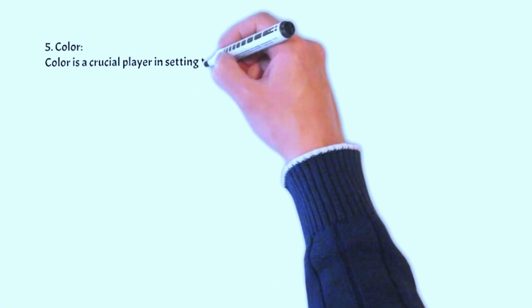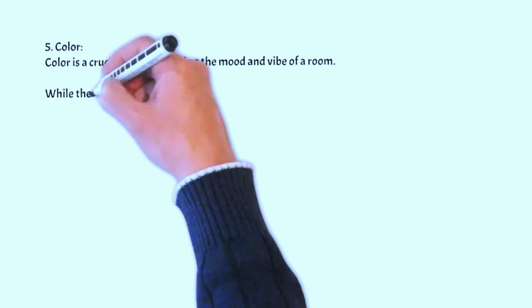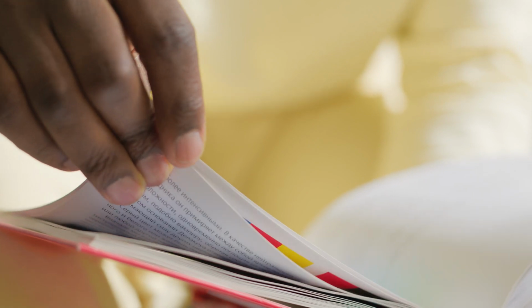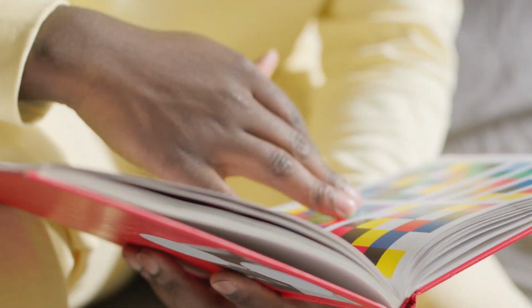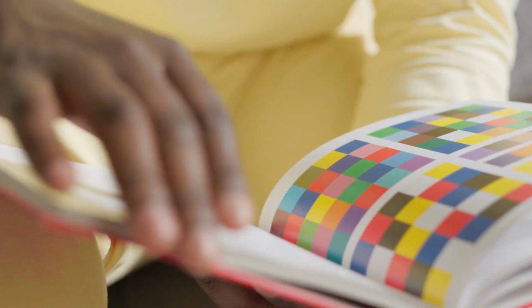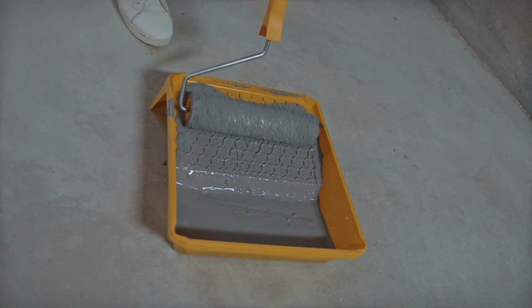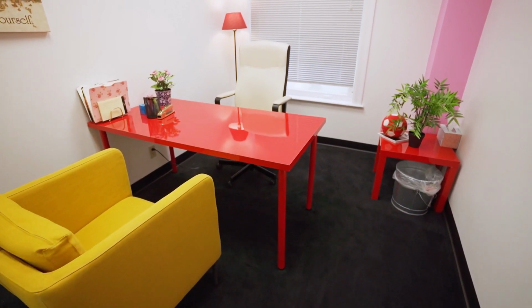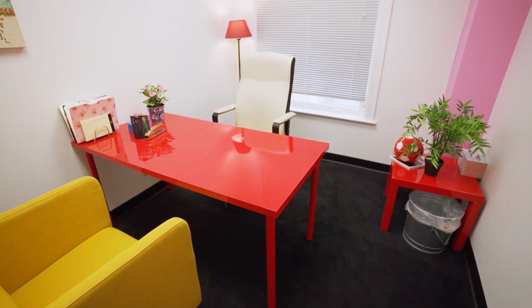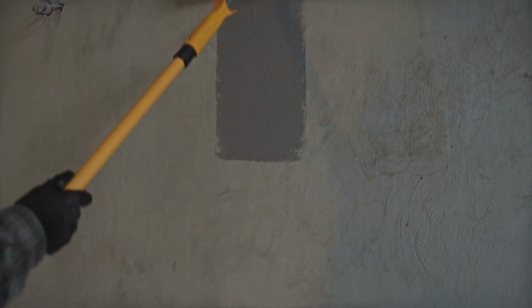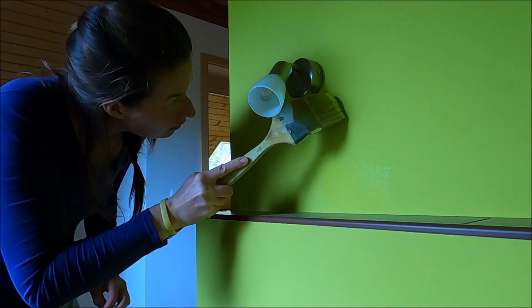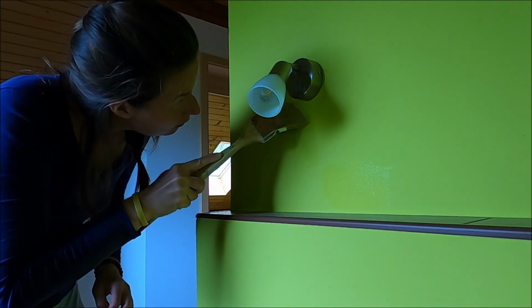Color is a crucial player in setting the mood and vibe of a room. While classic color schemes often revolve around primary and secondary colors, interior designers love to introduce more subtle shades and tones into the mix. Colors are strategically placed in different parts of a room, with darker tones often used on the floor to give the space a sense of grounding, mid-tones on the wall to create a sense of distant horizon effects, and lighter hues on the ceiling to mimic the look of an open sky overhead.